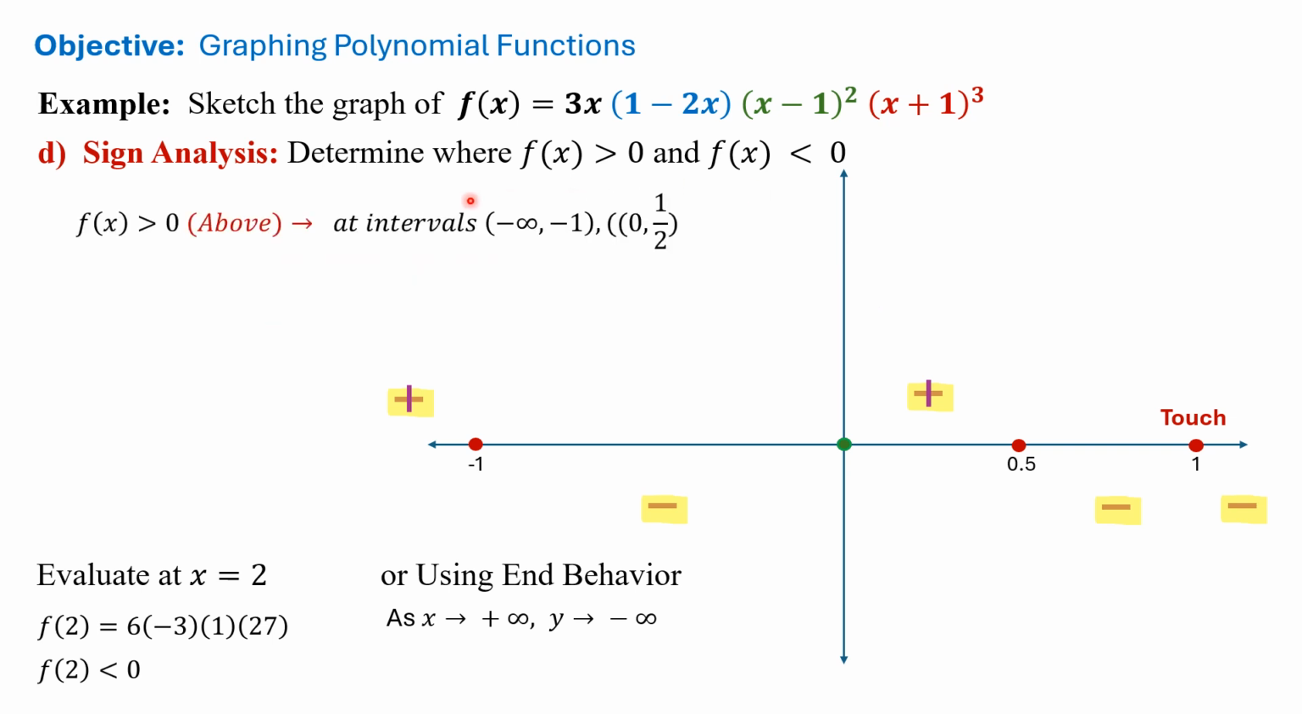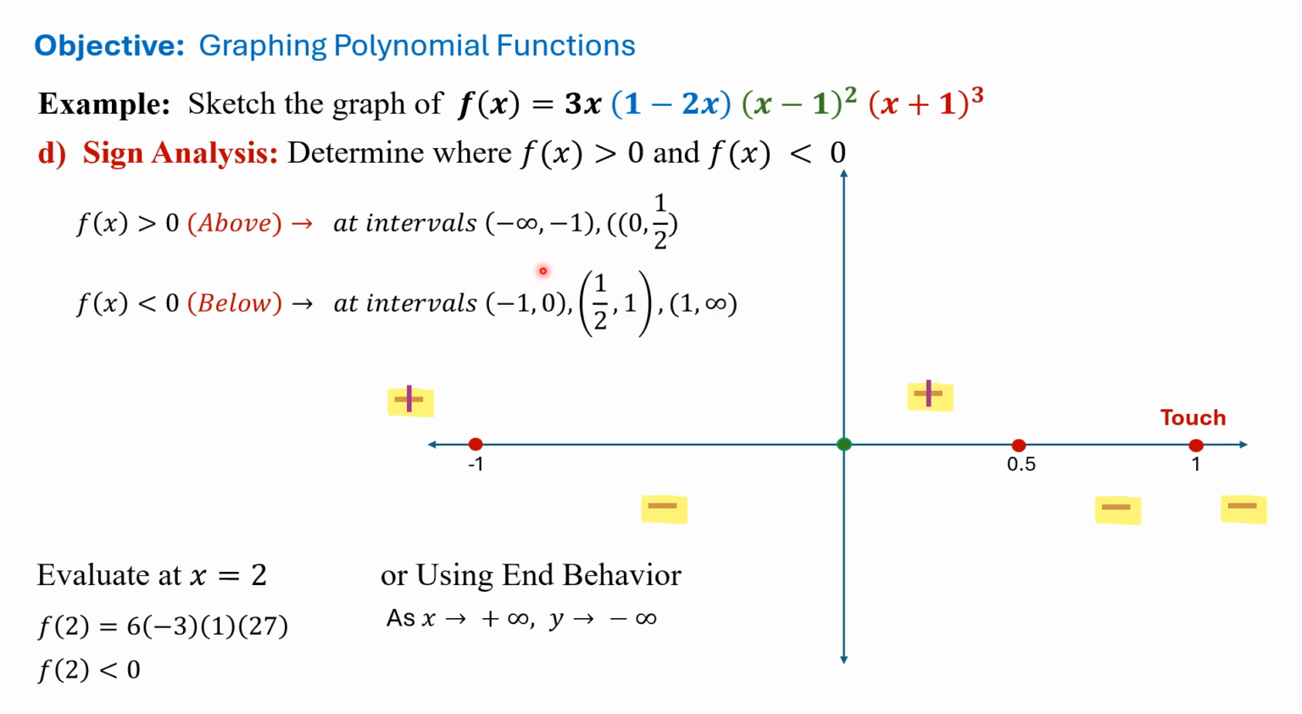Now, we can list where the function is greater than 0 or positive. So f of x is greater than 0, or the graph is above the x-axis, at intervals -infinity to -1 and 0 to 1/2. And the function is negative, or the graph is below the x-axis, at intervals -1 to 0, then 1/2 to 1, and then 1 to infinity.